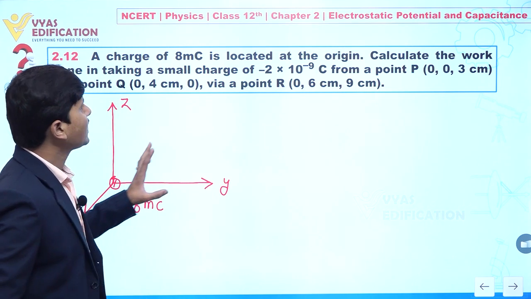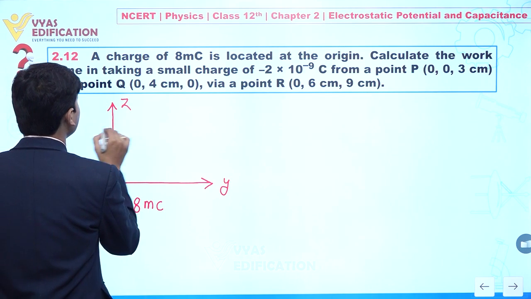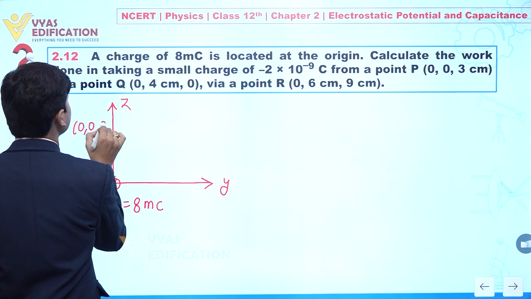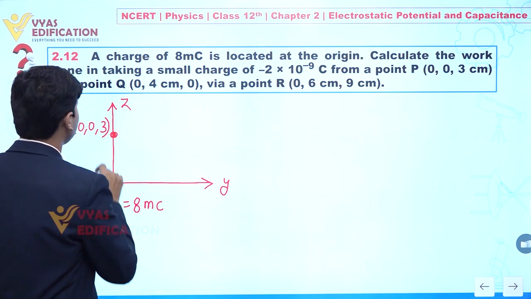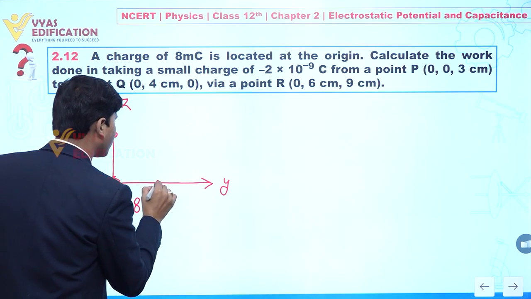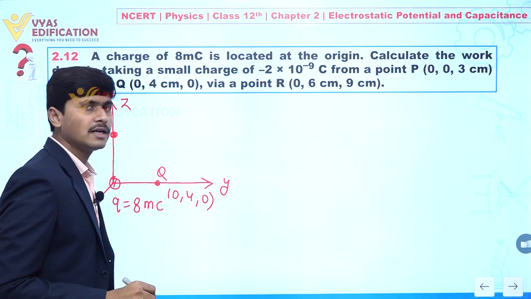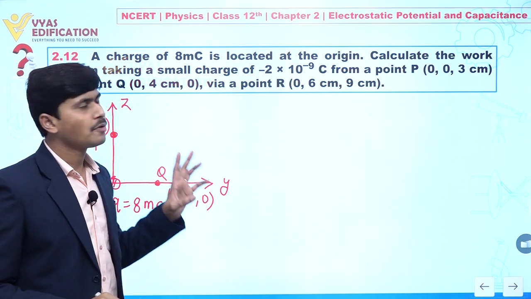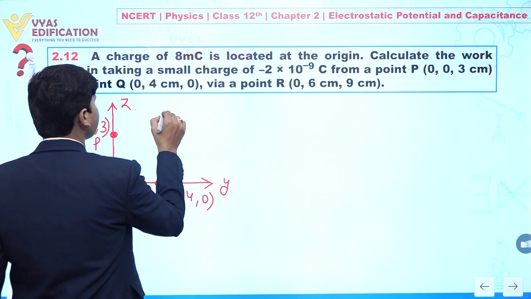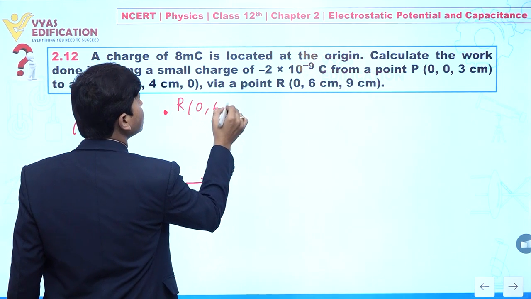Calculate the work done in taking a small charge from a point P. Point P is given to you here: this is 0, 0, 3. Clear? So this is point P, to a point Q. Point Q is given as 0, 4, 0, via a point R. So let's suppose R is here. This point is R, 0, 6, 9.